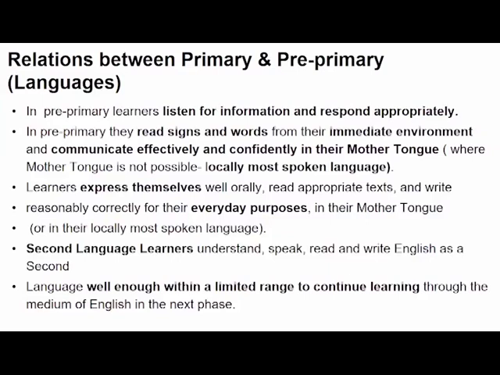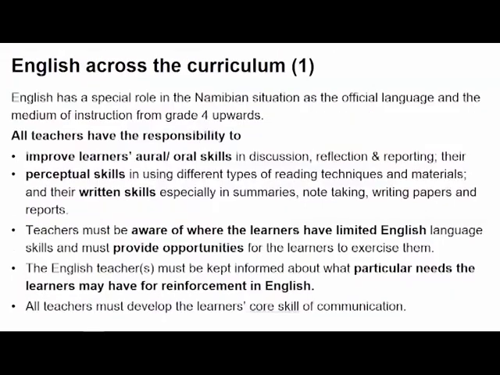So we see that it starts off with a pre-primary, where they only need to listen for information, respond appropriately, read short signs and words, and then it goes over to primary, where they need to express themselves by reading, writing, and speaking, and that they should be able to understand English well enough so that it can enable them to further their studies. I hope you see the distinction there. It's not that clear on the slide. I think I'll just make a change there to make it clearer.